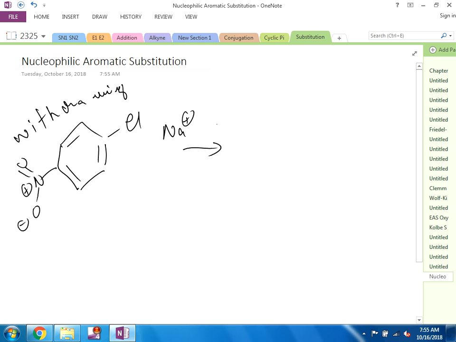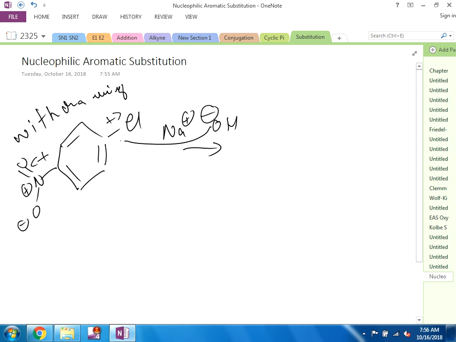So I'm going to react this with hydroxide. What people think in this case is that the benzene ring is electron deficient because it has both the nitro group and this halogen pulling electron density away from it. You can see this dipole right here, or you can even draw resonance structures showing that this benzene ring is more electron deficient than a regular benzene ring.